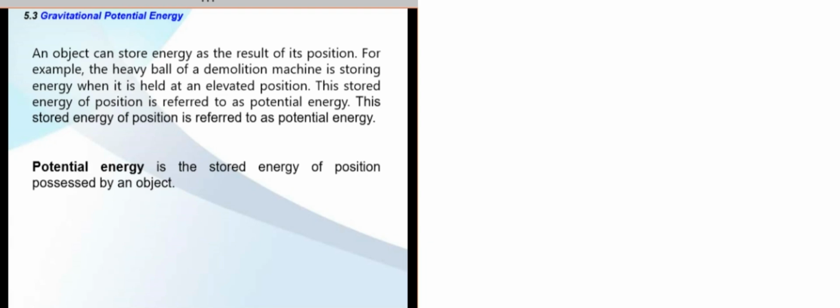This is the continuation of our discussion on work, energy, and power. Let us begin with gravitational potential energy. An object can store energy as the result of its position. For example, the heavy ball of a demolition machine is storing energy when it is held at an elevated position. This stored energy of position is referred to as potential energy.